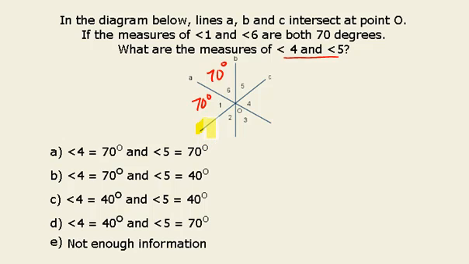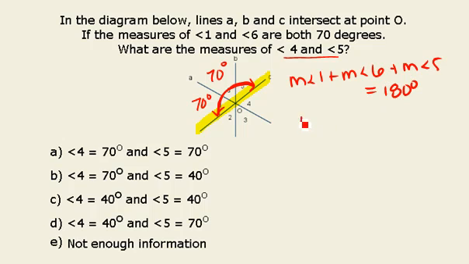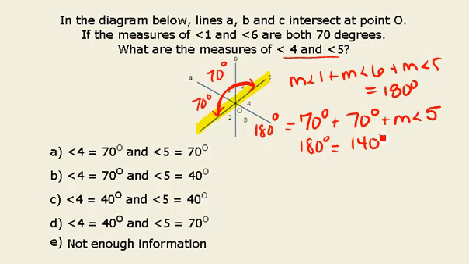One way we can investigate this is if we look at line C, we can see that angle 1, 6, and 5 together form a straight line, and the sum of the angles must add up to 180 degrees. Therefore, the measure of angle 1 plus the measure of angle 6 plus the measure of angle 5 must equal 180 degrees. We know that the measure of angle 1 and the measure of angle 6 are both 70 degrees. Therefore, we can find that last, or third, angle, the measure of angle 5, since our sum must be 180 degrees. Therefore, we see that 180 degrees is equal to 140 degrees plus the measure of angle 5, giving us the measure of angle 5 to be 40 degrees.